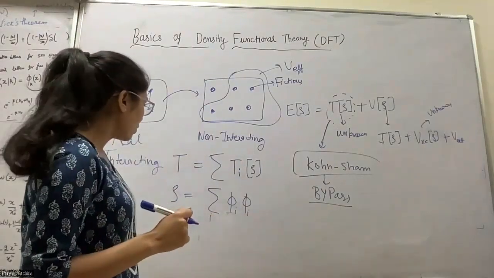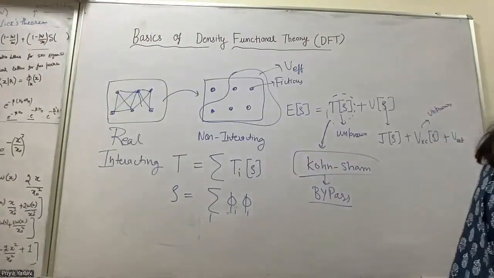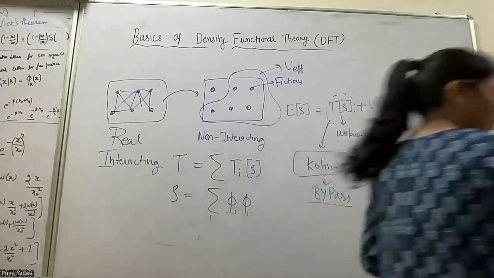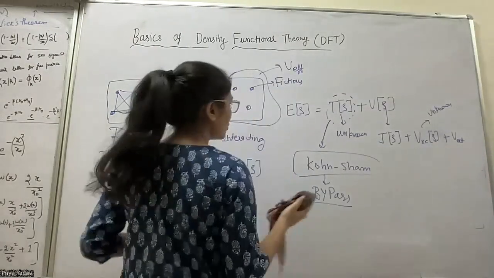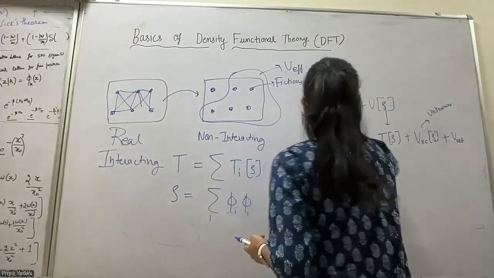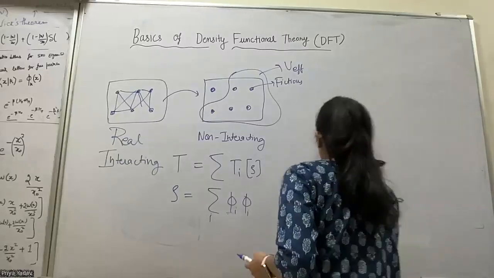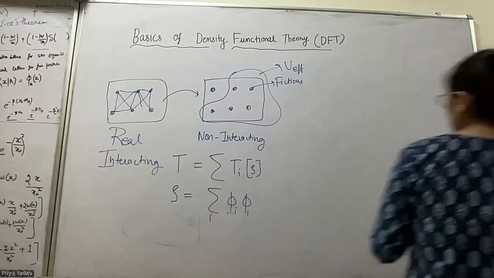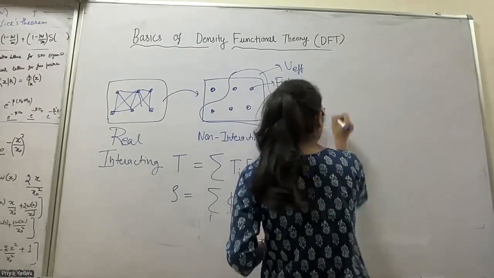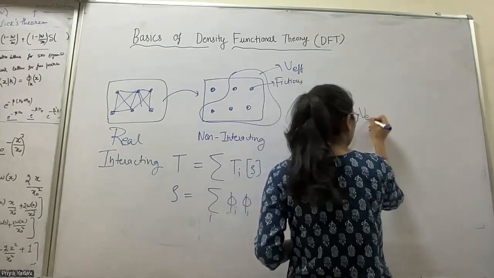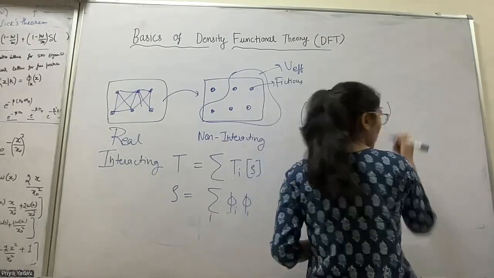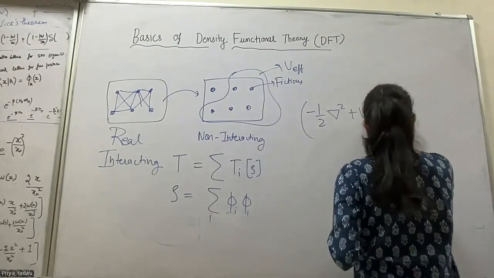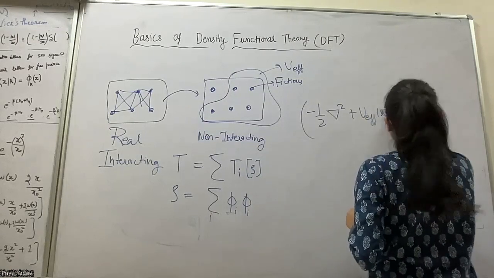So in Kohn-Sham, I'll write this equation. This is the Kohn-Sham equation: minus one half del squared plus V effective, a function of r, or rho of r.